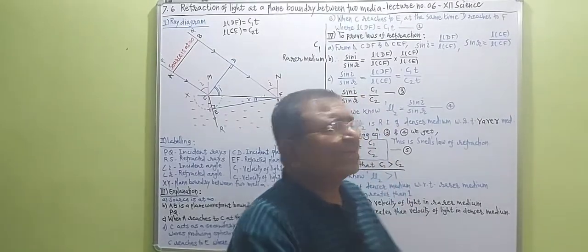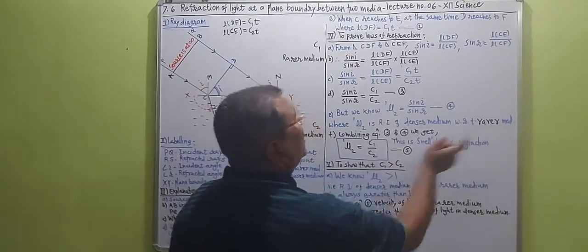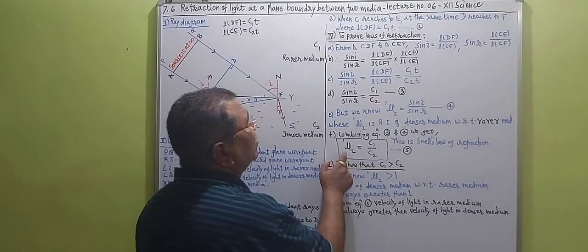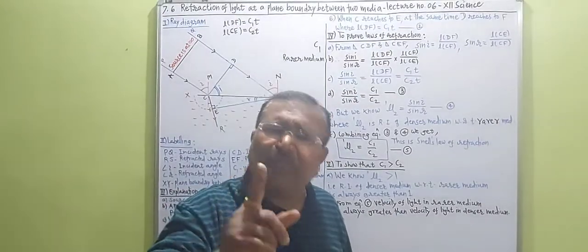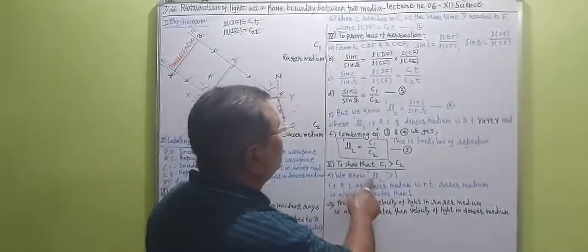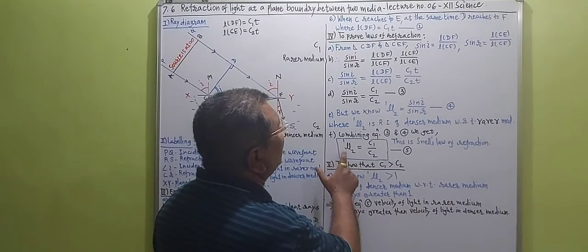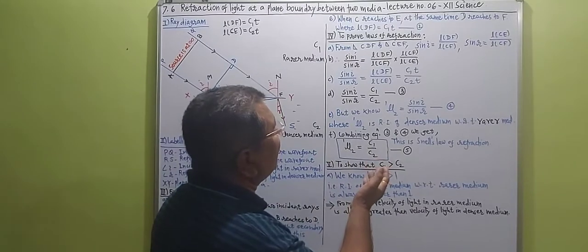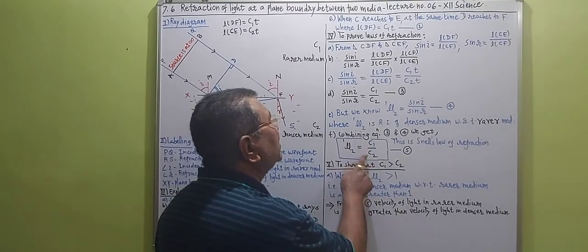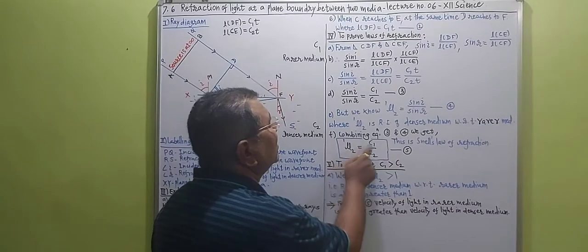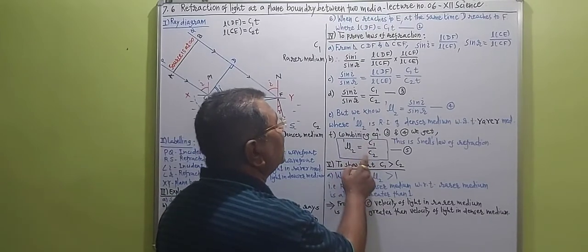The answer is very simple. The LHS is nothing but the refractive index of denser medium with respect to rarer medium. This refractive index of denser medium with respect to rarer medium is always greater than 1. Remember well, dear students. To get this LHS always greater than 1, like 1.2, 1.3, 1.4, 1.5, the numerator value should be greater than the denominator value. If this is greater than 1, then numerator must be greater than c2. Numerator must be greater than denominator.